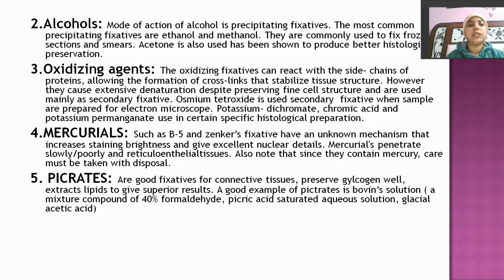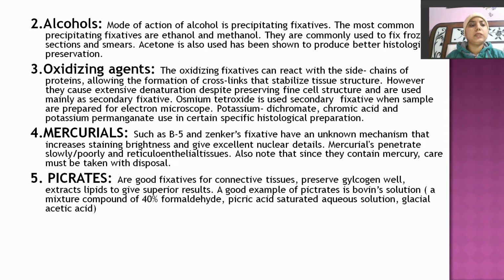The third one is oxidizing agents. The oxidizing fixatives can react with the side chains of the protein, which allows the formation of cross links that stabilize tissue structure. However, they cause extensive denaturation despite preserving fine cell structure, and are used mainly as secondary fixatives. Osmium tetroxide is used as a secondary fixative when the sample is prepared for electron microscopy. Potassium dichromate, chromic acid and potassium permanganate are used in certain specific histological preparations.